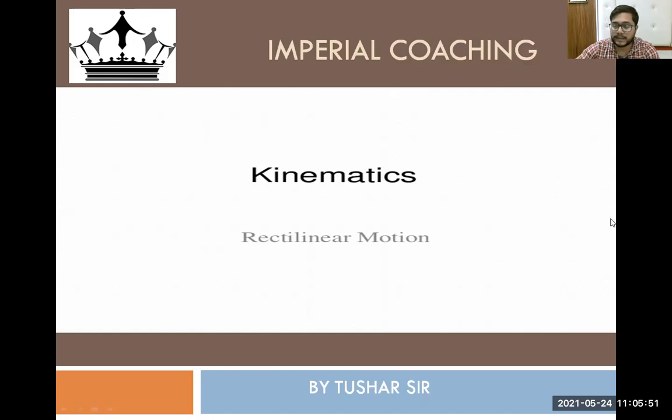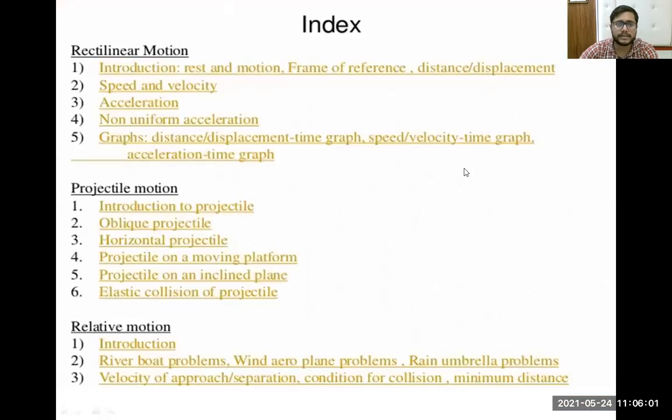And in kinematics, we will discuss the topics related to the different dimensions of motion. Okay. You can see first we will discuss the total topics in this kinematics portion. And the total kinematics portion is divided into rectilinear motion, projectile motion, and relative motion. In rectilinear motion, we are going to study the introduction to rest and motion.